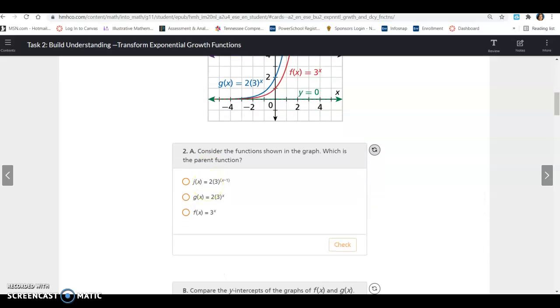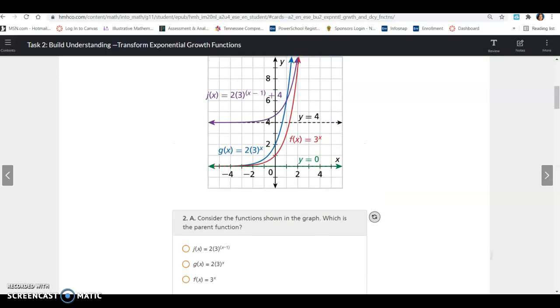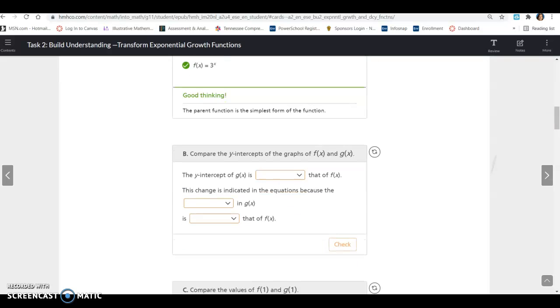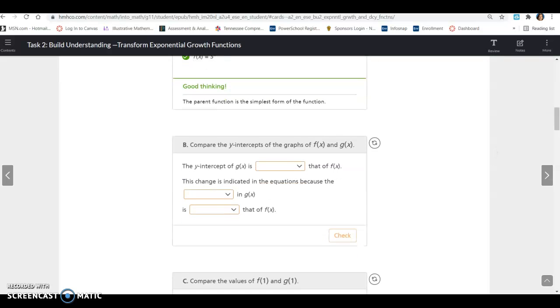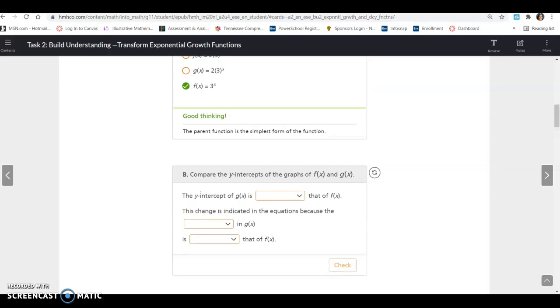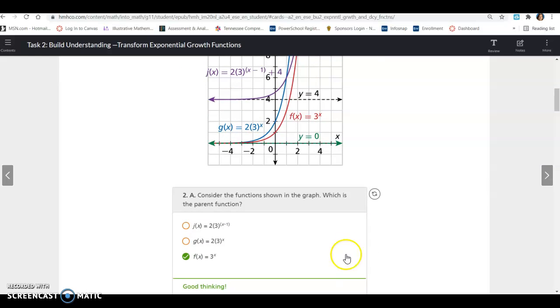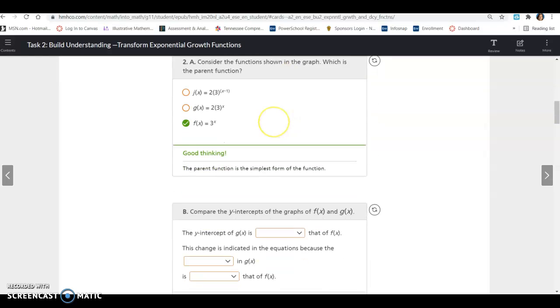All right, consider the function shown in the graph, which is the parent function. So f of x would be your parent function. That's your most basic function of this form. And it says compare the y-intercepts of the graphs of f and g. All right, the y-intercept of g of x is twice that of f of x, because f of x is 1, g of x is 2.